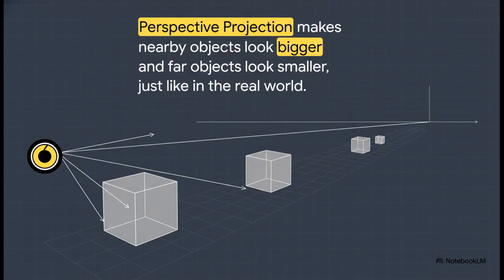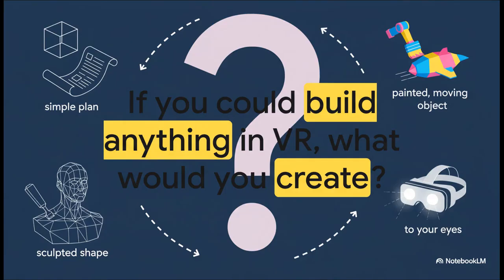And the method that's used pretty much everywhere is called perspective projection. It's a really simple but powerful idea. Things that are closer to you look bigger, and things that are farther away look smaller. This is exactly how our own eyes work, and it's absolutely crucial for creating that illusion of depth and making a virtual world feel real and immersive. It's the secret sauce.